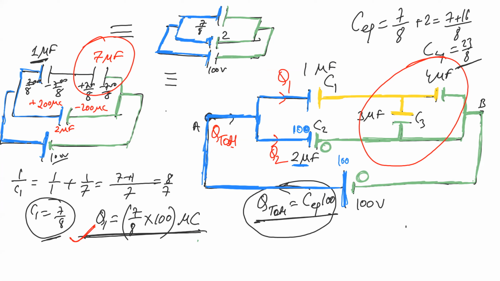Anyone has calculated the final value of C equivalent? 23 by 8. No, none of you I think gave the correct answer, right? So C equivalent will be 23 by 8. I think you are getting confused with the connections. So be careful in the connection. Any difficulty, anyone? I'll change the question now.